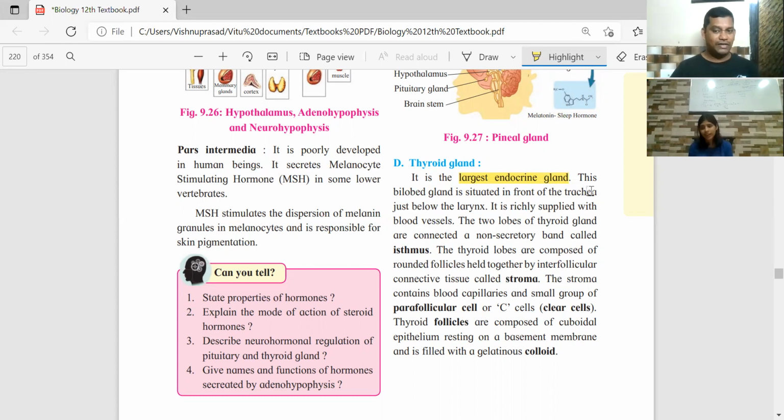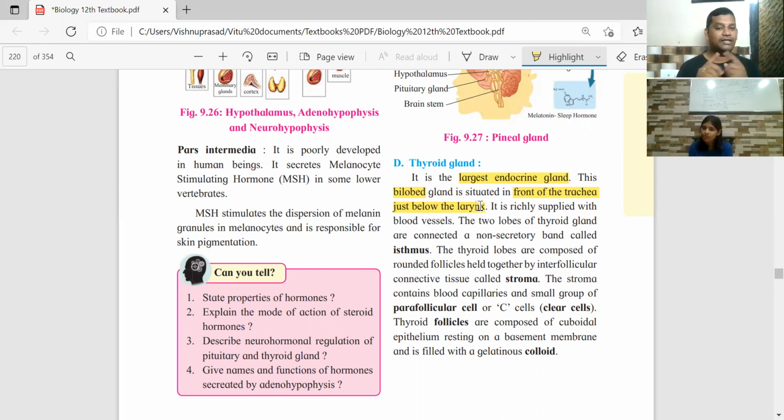Okay, now where is the thyroid gland located? It is in the throat region. Yes. But how do we state the exact location? See, it is first of all a gland which is said to be bilobed. It has got two lobes. It is present in front of the trachea, just below the larynx. Trachea is the other name of the windpipe. So in front of the trachea means the thyroid gland is located on the ventral side, not on the dorsal side. That is one thing.